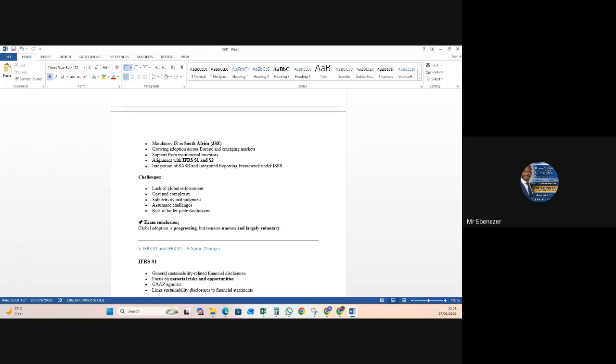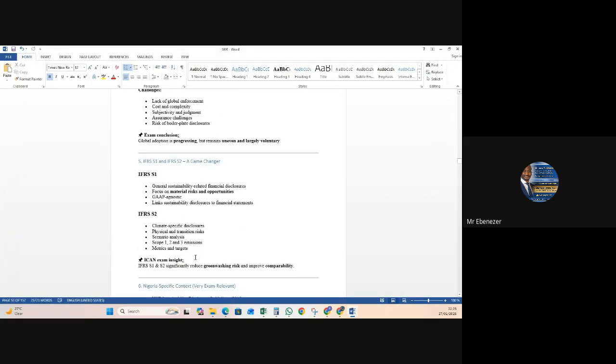Now, we have all these challenges. And of course, the solution will also be to do the reverse of it, right? Now we have IFRS S1 and S2, which is the game changer that has changed the whole thing on integrated reporting. Sustainability is still in my mouth. Integrated reporting. Now, the game changer of S1 and S2.